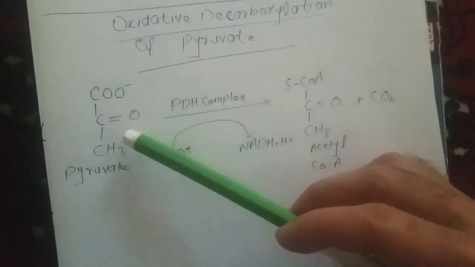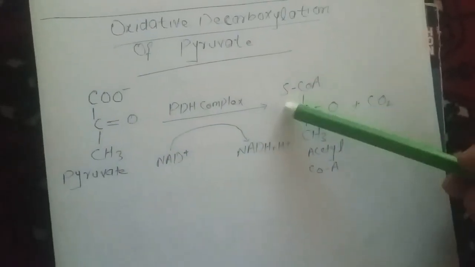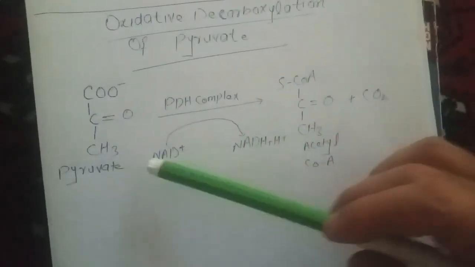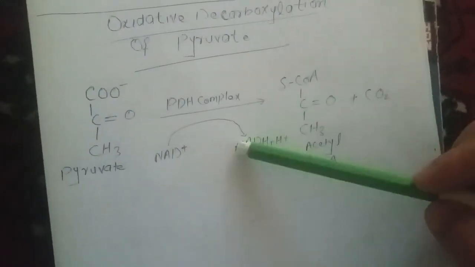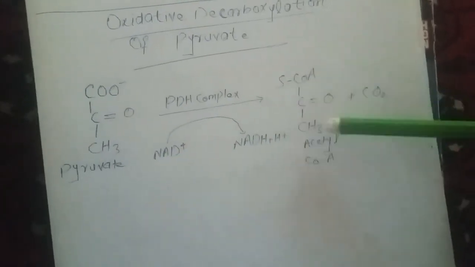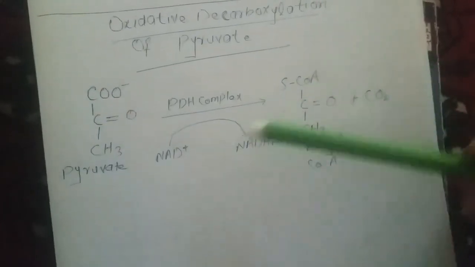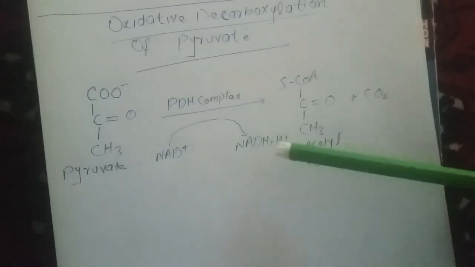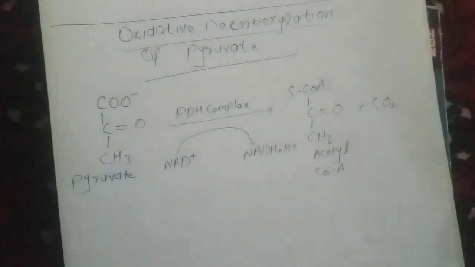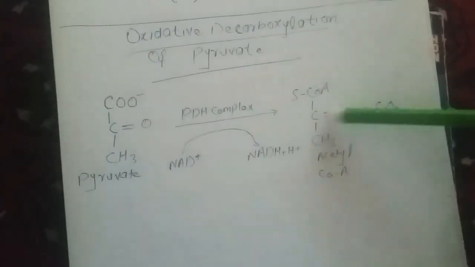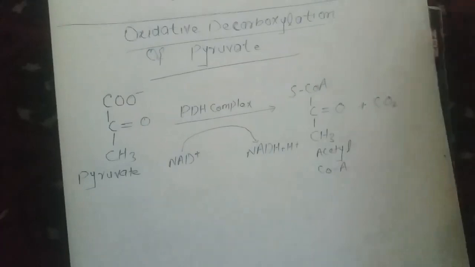During the conversion of pyruvate into acetyl CoA, one carbon is removed as carbon dioxide, and during this process one NADH is formed. So the net reaction is that pyruvate is converted into acetyl CoA, one carbon is released as carbon dioxide, and one NADH is produced from NAD during this decarboxylation process. This was the net reaction, but actually this whole process occurs in 5 steps. We will study that in detail now.